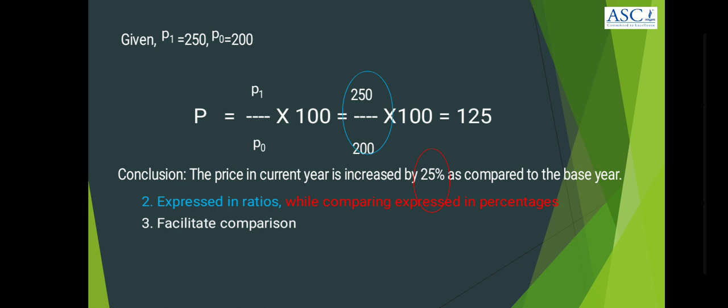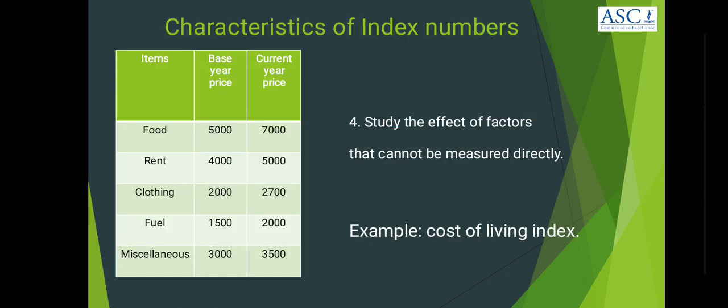Here is the next characteristic and the last one. Index numbers study the effect of factors that cannot be measured directly.